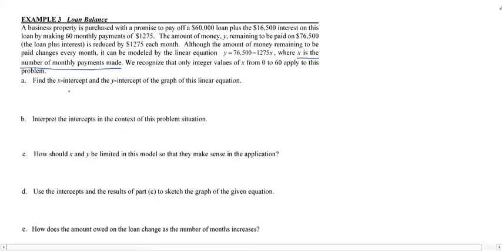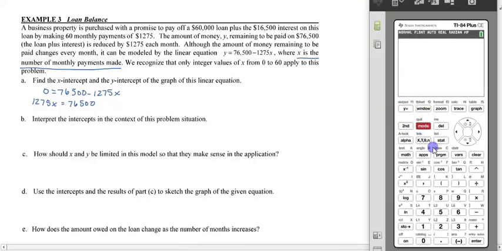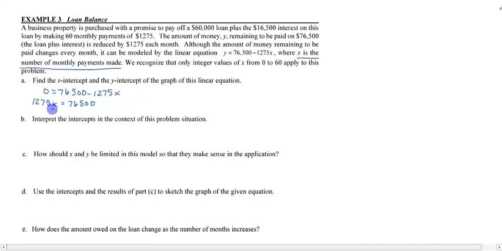So the x-intercept, we're going to make the y 0 and solve. So we're going to add 1,275x to both sides. And we're going to divide. So 76,500 divided by the 1275 is 60. So my x-intercept is (60, 0).